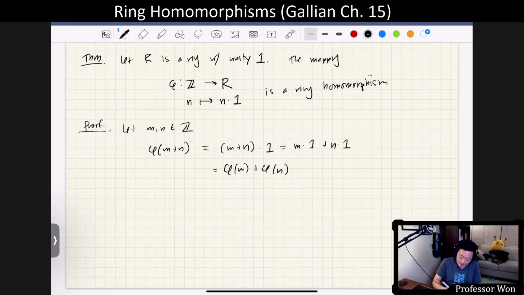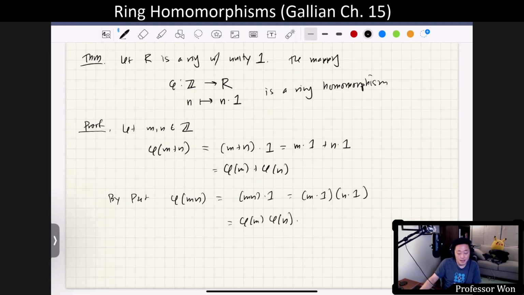And then again, by a problem set problem, you also showed that if you look at mn dot 1, you do get m dot 1 times n dot 1. This is a problem set exercise. Use distributivity and whatnot. But that is phi of m times phi of n. So since you all did the problem set exercise, let's not dwell on the details. But that shows that phi is a ring homomorphism.